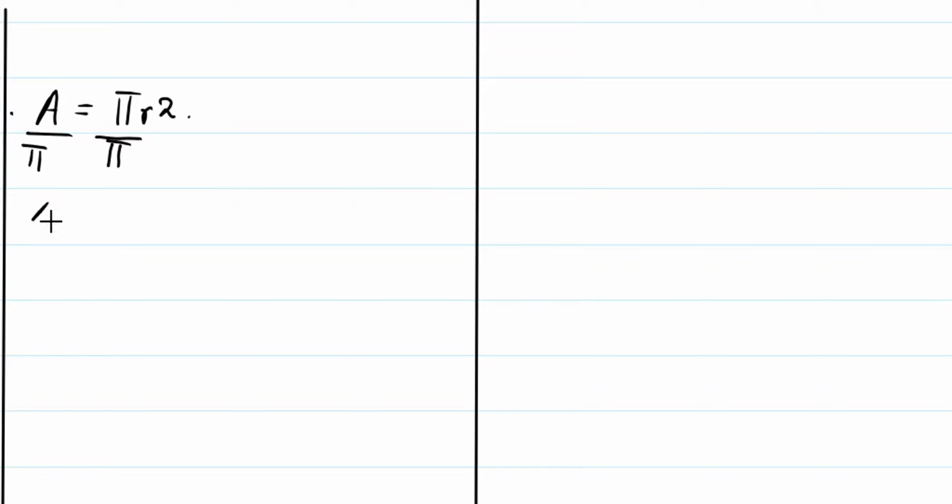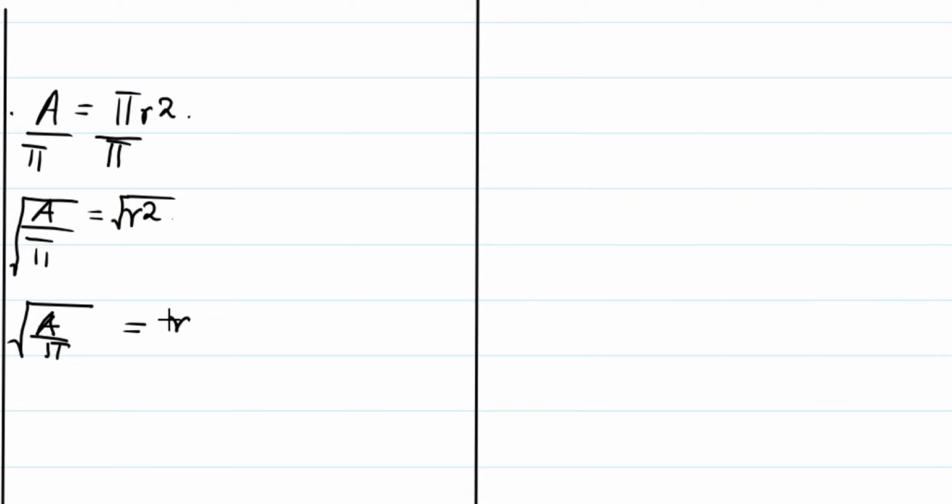So now I have A divided by pi is equal to, this pi here cancels with this one, so I remain with r squared like this. But you see, we were told to make r the subject of the formula, not r squared. So to do so, I need to take the square root on both sides here so that I can eliminate this squared, and I also take the square root of this one here. So now it becomes square root of A divided by pi is equal to square root of r squared.